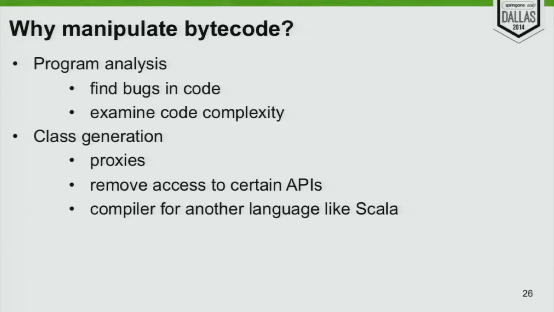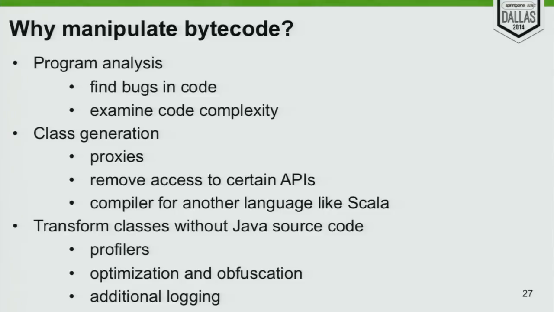Another application area is class generation. Your ORM frameworks are typically going to use proxies. There are security applications. If you want certain users to not have access to certain APIs, you can restrict it at the bytecode level. And your compilers for languages like Scala, Groovy, and Grails are all going to use a bytecode manipulation framework.